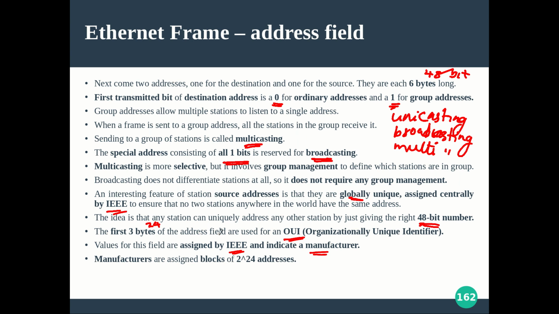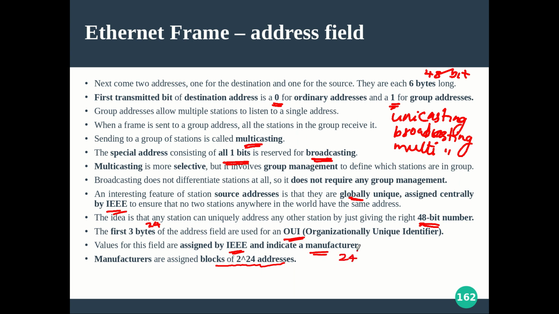So what will happen is, once an organization contacts IEEE for manufacturing purposes, the organization will be given a unique 3 byte address, followed by 2 power 24, a block of 2 power 24 valid addresses will be assigned to the organization. Now, out of these 2 power 24 addresses, one address will be given for one network interface card, and to identify each address out of 2 power 24 will take 24 bits, right?